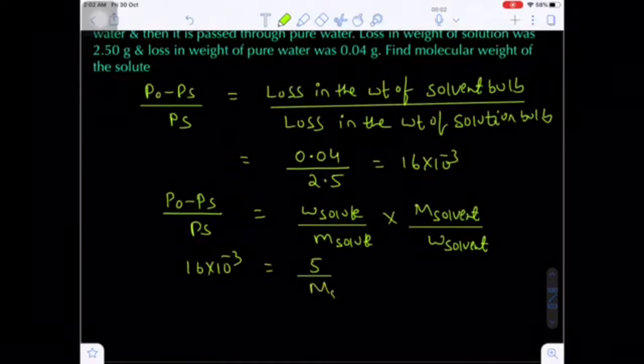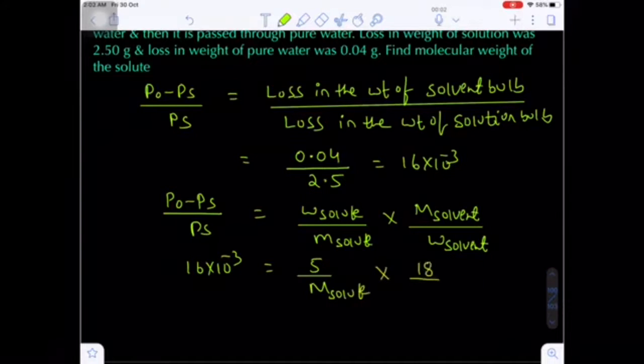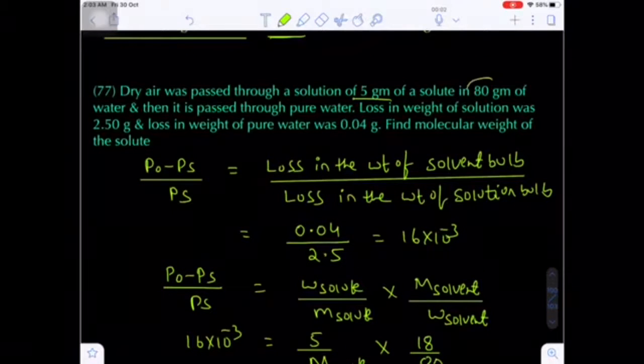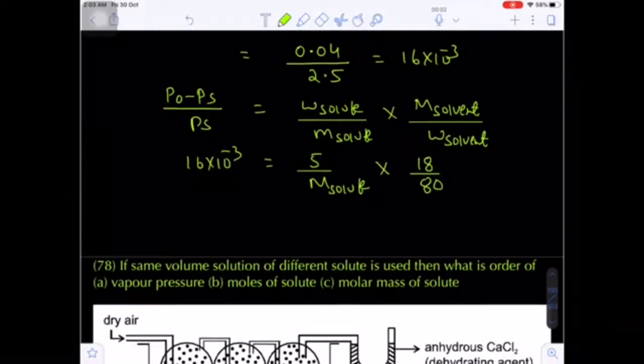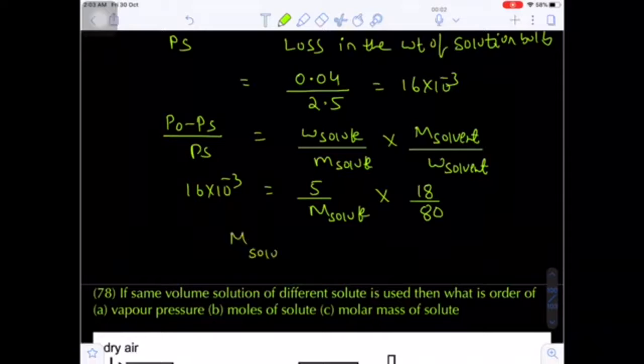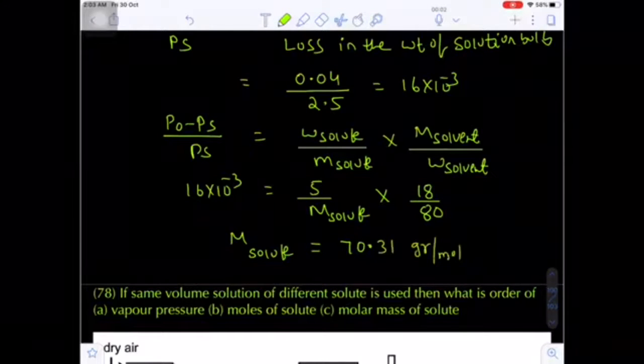What is the molecular weight of a solute? That is to be calculated. What is the molecular weight of the solvent, water? 18. Okay. How many grams of water is present here? 80 grams. Okay. From here, after simplification, you will get the molar mass of the solute. The molar mass of the solute will be equal to 70.31 gram per mole.